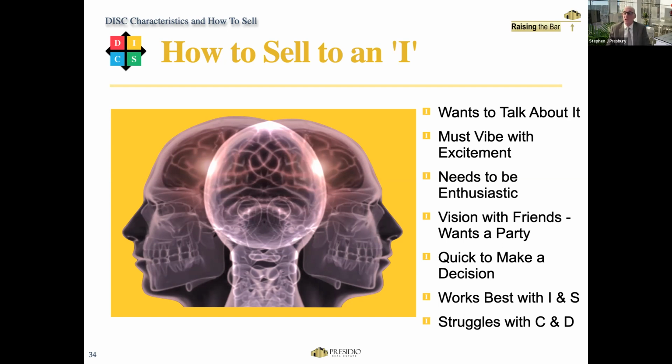And sometimes you'll be working with a couple, and one of them will be an I, and one of them will be a C, or one of them will be a D, and it's really interesting to watch that chemistry. So you have to be careful when you're working with a couple that are on two different platforms, because most likely you're not going to get a clear indication of where they're going until they've gone home and thought about it and figured it out. So just be aware of that.